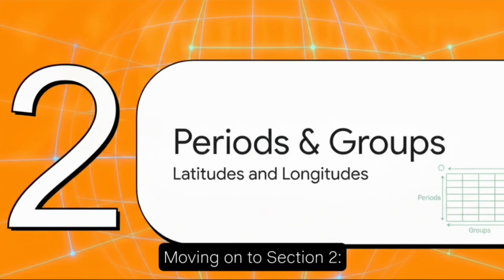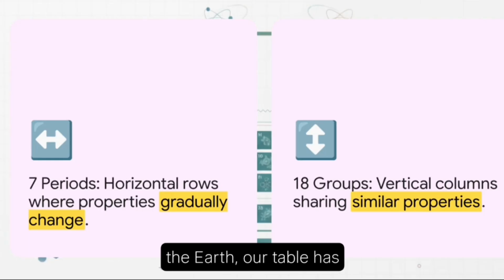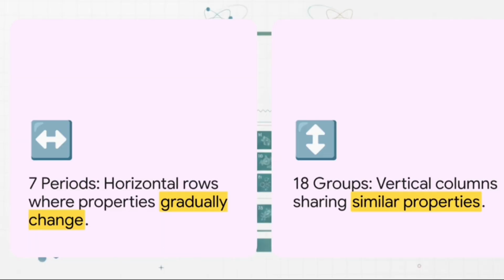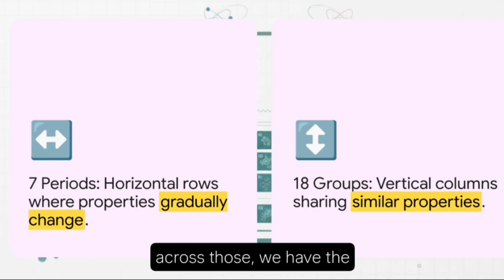Moving on to Section 2, Periods and Groups Explained, or what I like to call the latitudes and longitudes. Just like a map of the Earth, our table has its own grid of horizontal and vertical lines. First, we've got the 7 periods. These are the horizontal rows. As you travel left to right across a period, you'll see the physical and chemical properties of the elements gradually change. Then, cutting right across those, we have the 18 groups, the vertical columns.